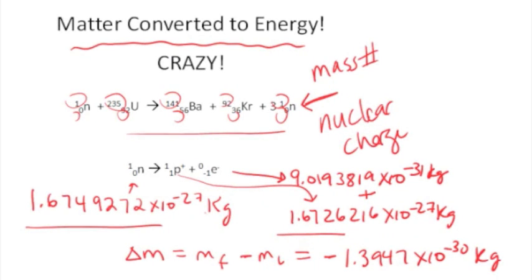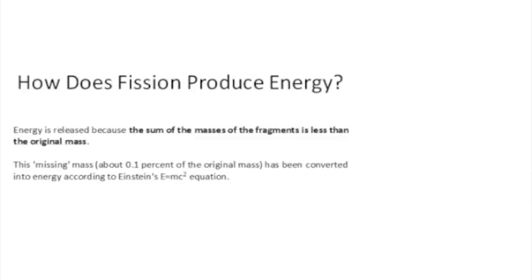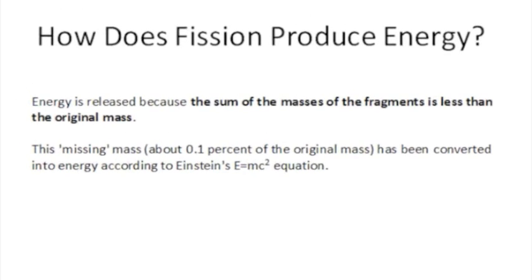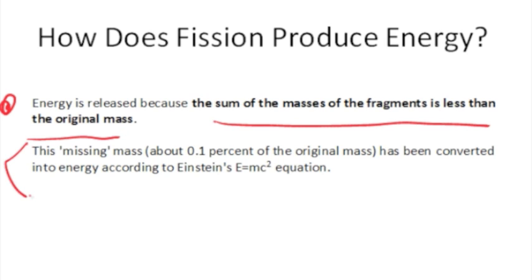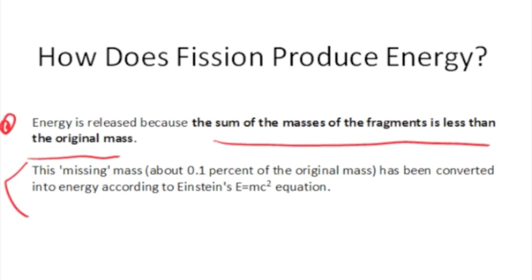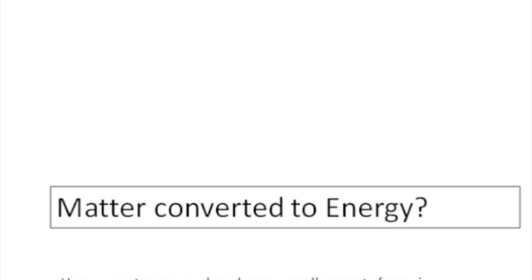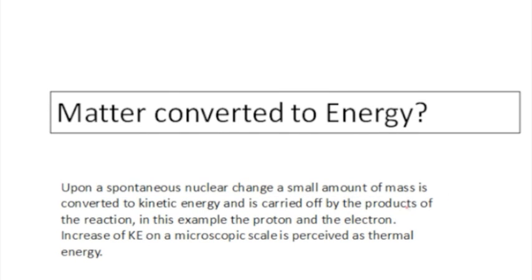So what happens to that mass? It doesn't just disappear. That mass is converted to energy. The energy is released across these nuclear changes because the sum of the masses of the fragments is less than the sum of the original mass. Normally, the missing mass is about 0.1% of the original mass in these nuclear changes. So a small amount of mass is always going to be converted to kinetic energy and carried off by the products of the reaction.